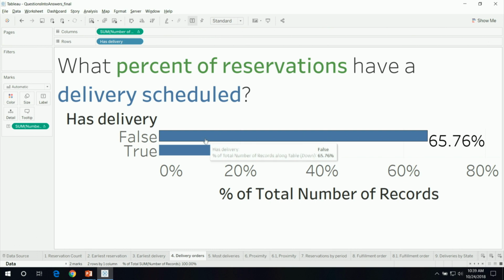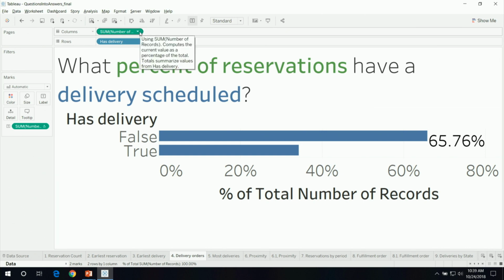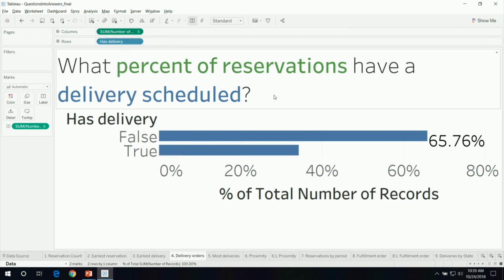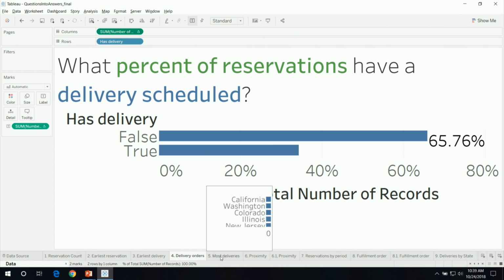So I have this bar chart, which lets me do that comparison, and I have this field, has delivery, to help me distinguish that. What I've done here is used a table calculation to do my percent of total. So when we see things like percents and part-whole analysis, table calculations are something you often want to use. So 65% of the reservations still haven't had deliveries yet. One of those was me.